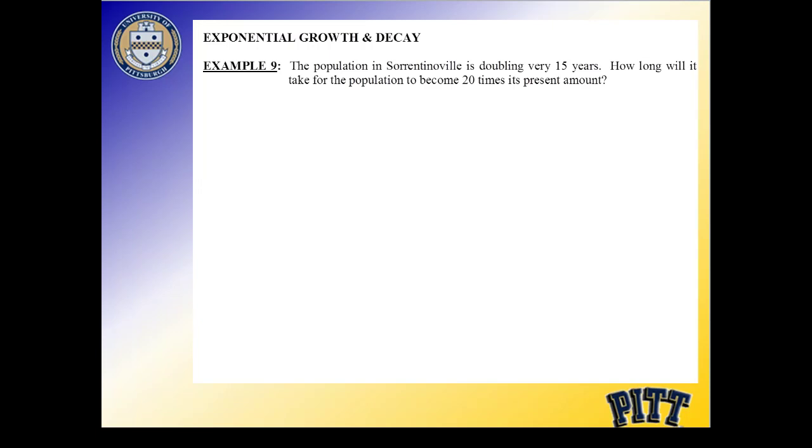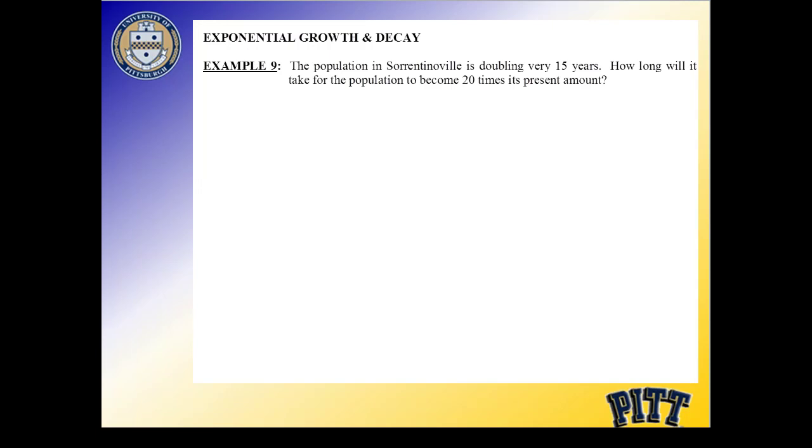One of the things that sometimes throws students off on these problems is they always think you have to be given an initial amount, and you don't. We don't know how many people are in Sorrentinaville right now. Could be 20 people, could be 1,000 people, could be 5 people. I don't know. I'm hoping it's probably an even number if it's doubling every 15 years.